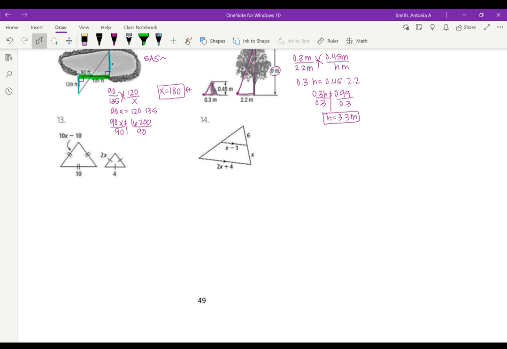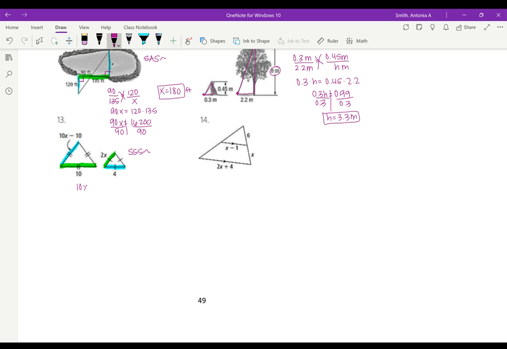Now number 13, we have side, side, side similarity here, because all of our sides are going to be proportional. We only know our sides. So I want to set up some ratios here. It doesn't really matter too much the way you set these up because all of your sides are proportional. So I can do 10 and 2x. I can do 10 like this.